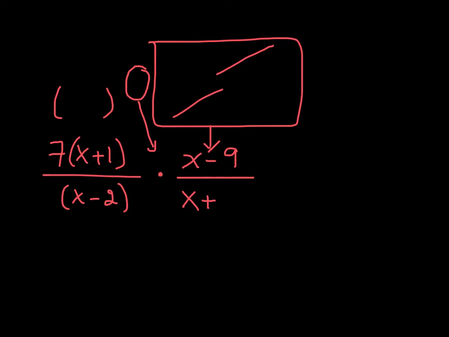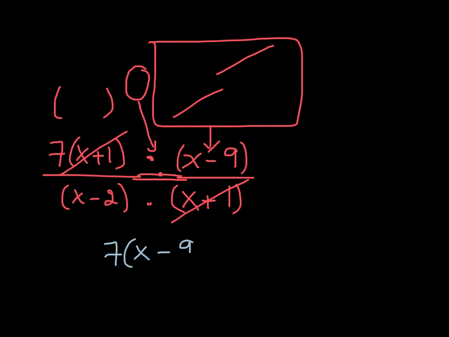And so since I cancelled x minus 6, this is the factor that is remaining. When we multiply, we're going to multiply across, and these are all factors. There is also a factor here that I can reduce, x plus 1 and x plus 1. So my final answer should be 7 times x minus 9 over x minus 2.